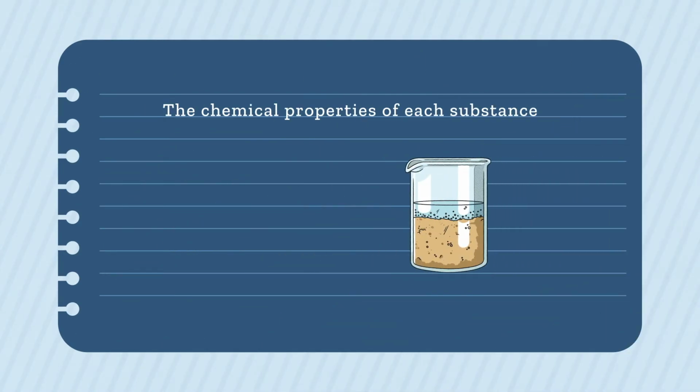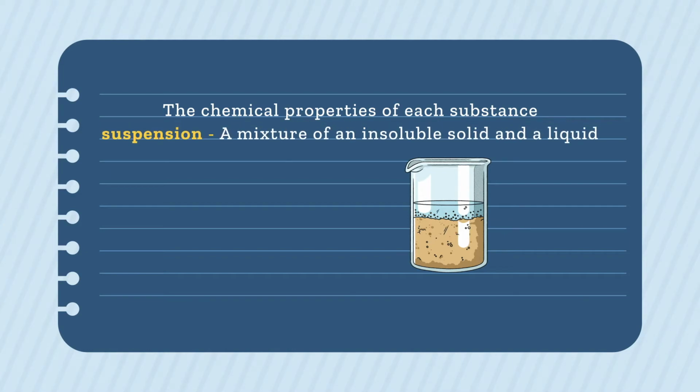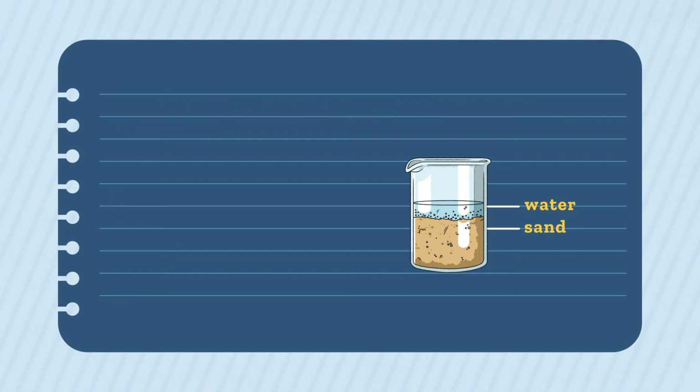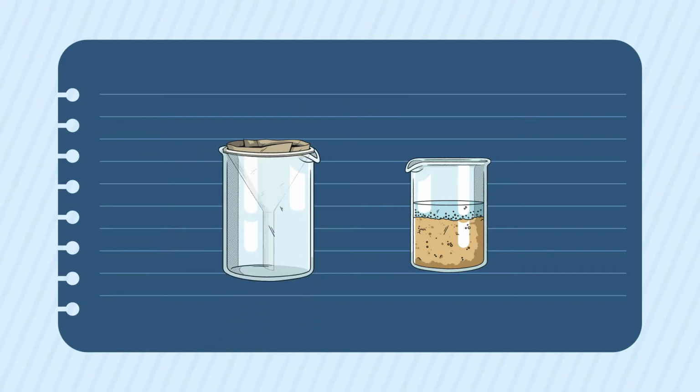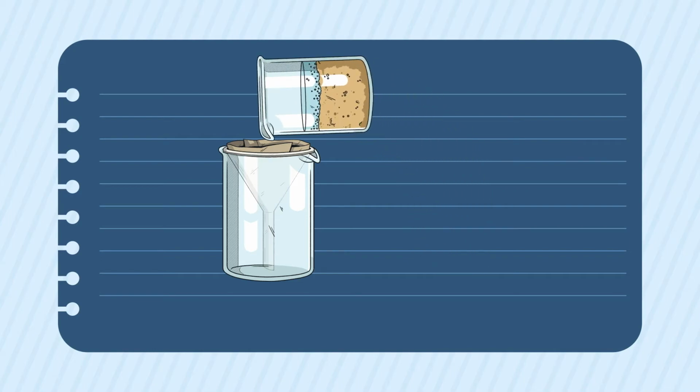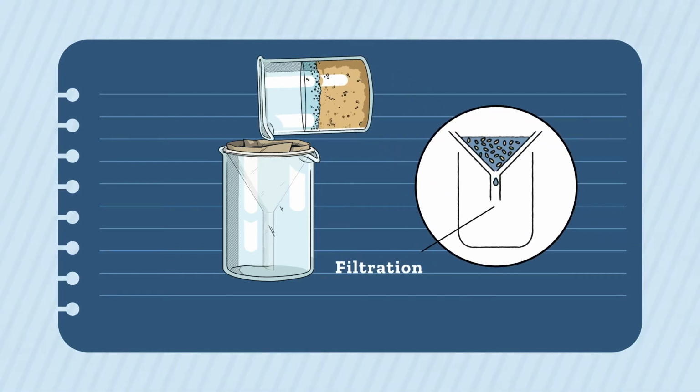A mixture of an insoluble solid and a liquid is known as a suspension. An example of this type of mixture would be sand and water. A suspension can be separated using filtration. In filtration, the mixture is poured through filter paper inside a filter funnel. The particles of the liquid are small enough to go through the small holes in the filter paper and so collect in a beaker or flask below the funnel. This is known as the filtrate.